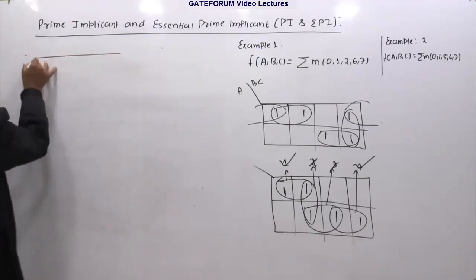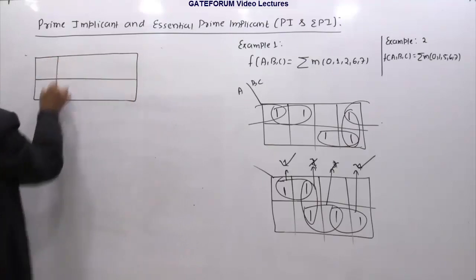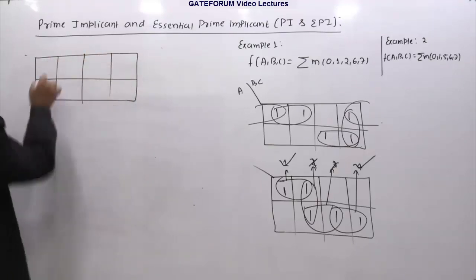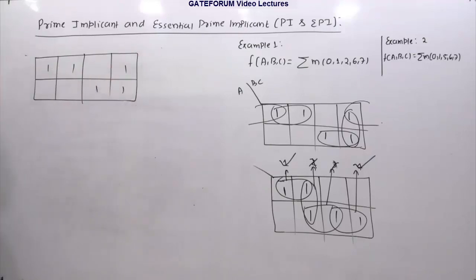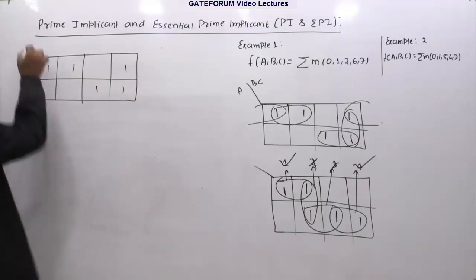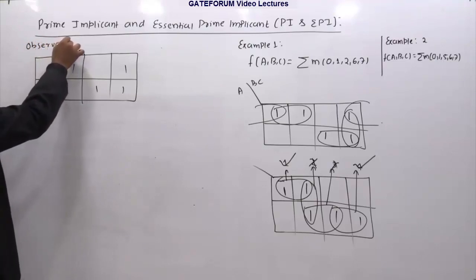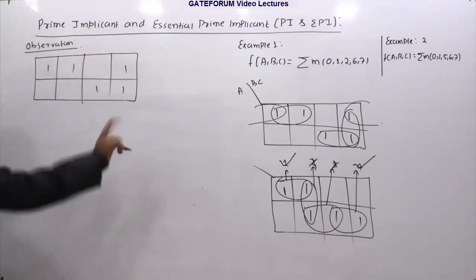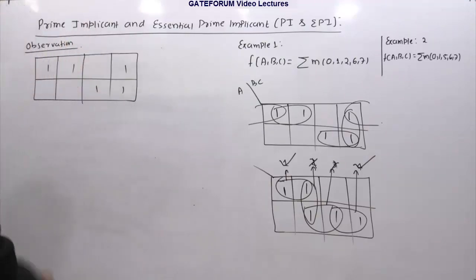See this carefully, this is a good concept. This is 1, 1, 1, 1, 1. We have already said regarding PI and EPI, but I am showing you one more aspect of it. So three examples I have given. Now this is one observation I would like to give you. What is the observation? Let's see. I am explaining these observations with respect to these examples only.